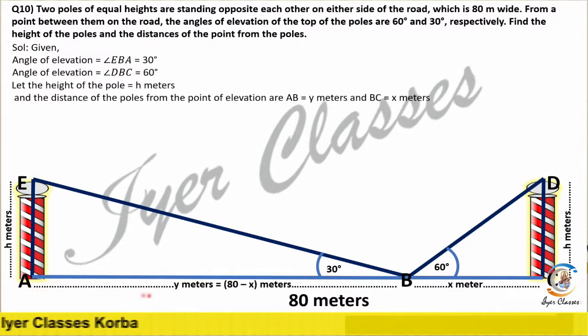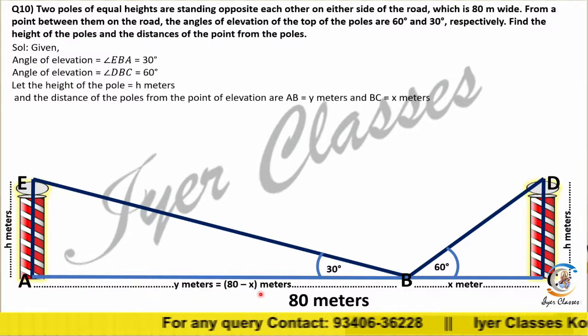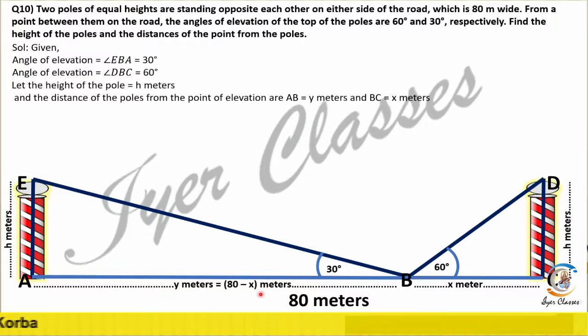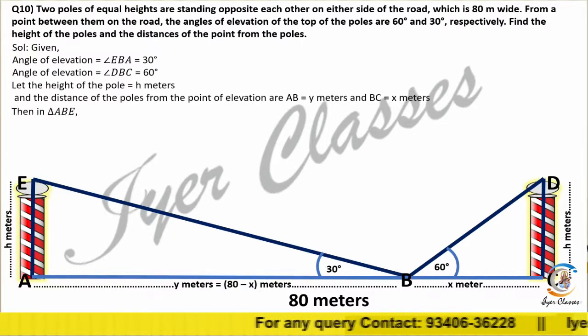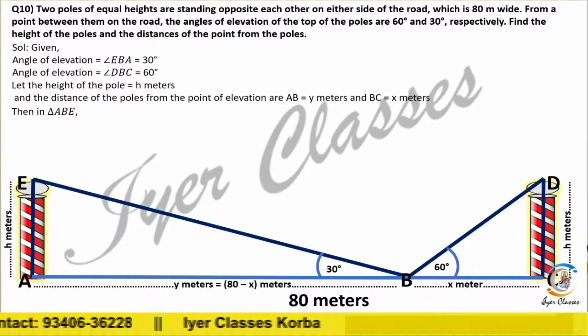Since the whole distance is equal to 80, I can write this y meters as 80 minus x meters, right? Okay, now all the variables have been defined. We have got two right angle triangles, and they are also named properly. Now, what are we left with? The calculation part, right? Now, in the triangle ABE, this is A, this is B and this is E.